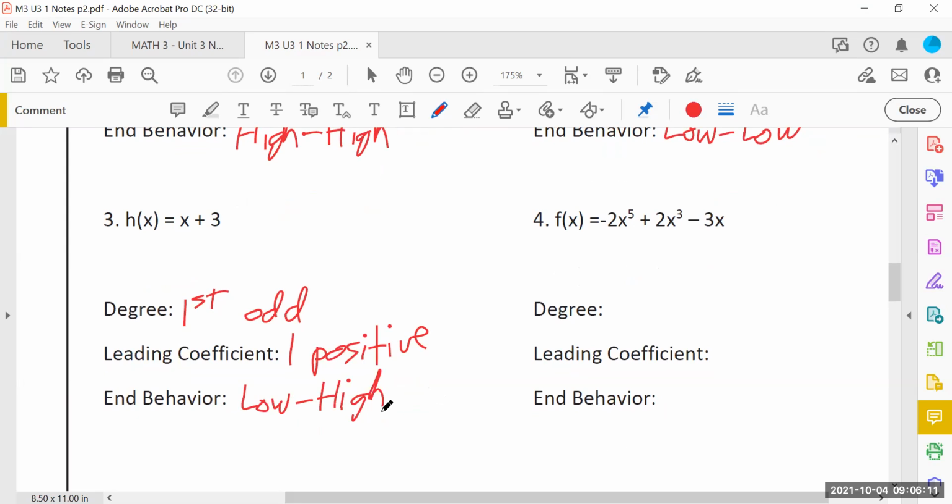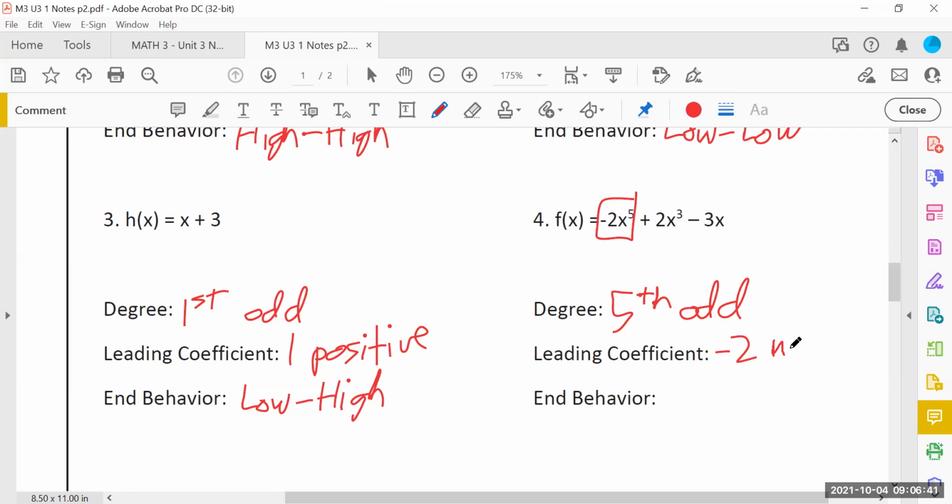Number 4. What's the degree? 5th degree. That did not work. 5th degree. There we go. Okay, so 5th degree, even or odd? Odd. Leading coefficient, -2, which is, you just said it. Is it positive or negative?